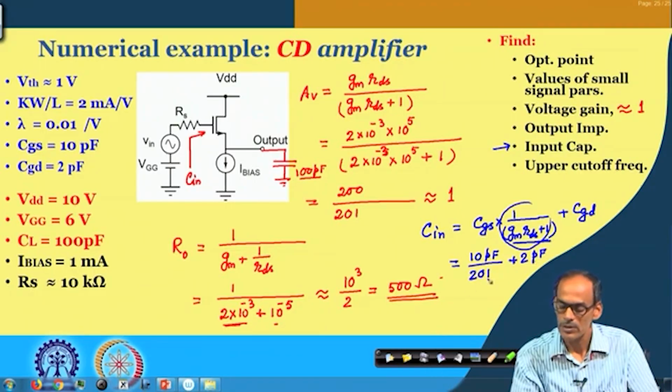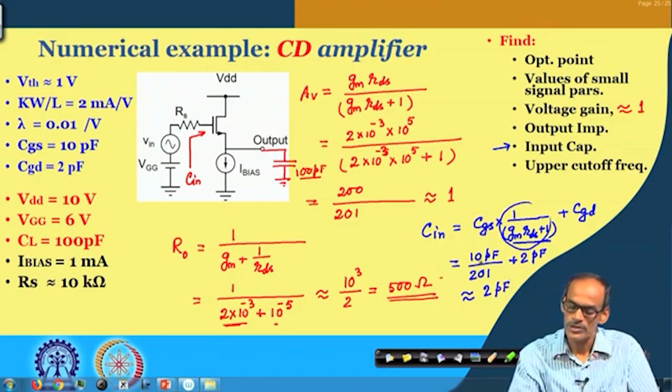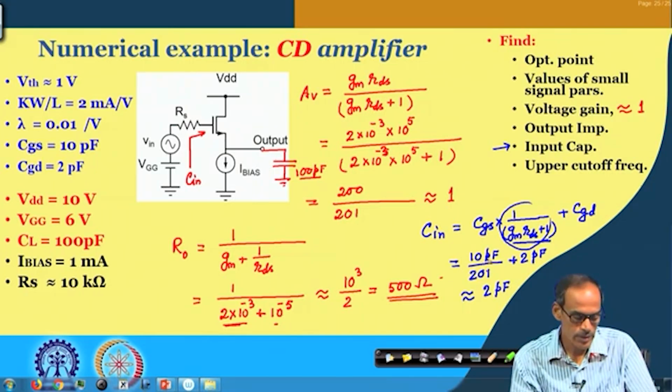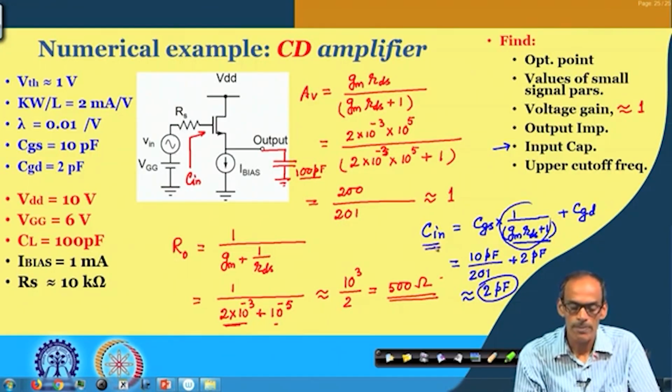So this part we can say it is close to, we can approximate this by 2 picofarad only, because how much is it? This is 10 to the power minus 5 and it is very small. We can ignore this part, definitely we can ignore. So this is the input capacitance.